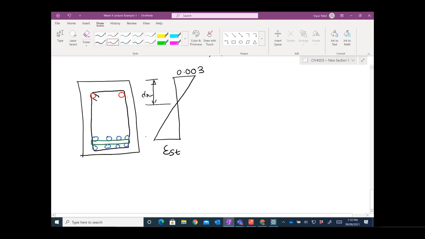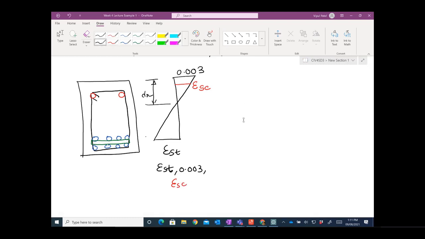Now we have one more addition, which is this one. What is that? This is the strain in the compression reinforcement. That is an additional component. Last week we had only two strains, EST, which is the tensile, and another one which is 0.003. But in today's lecture we added one more strain, so that is going to add one more component.